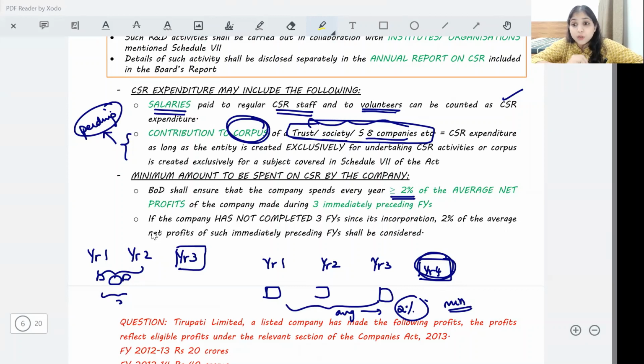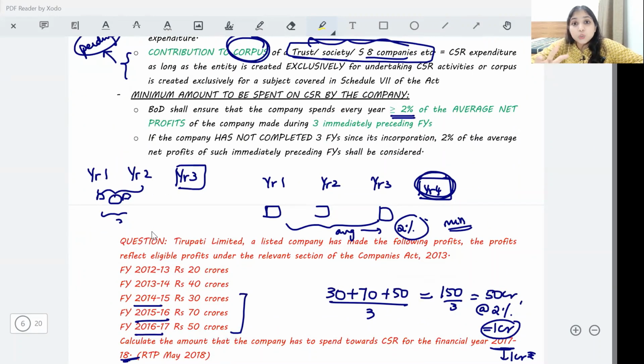Then we learned if you're going to do CSR activity through a trust, society or a Section 8 company, which is created exclusively to do CSR activities, you can simply give the money to the corpus of this entity without specifying how much money to be used where.